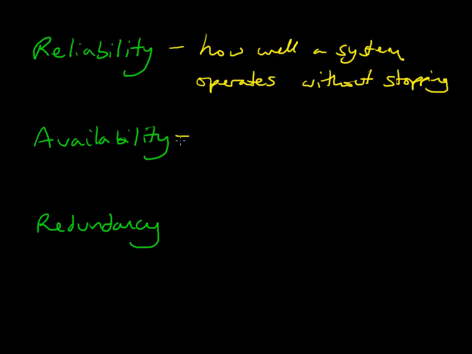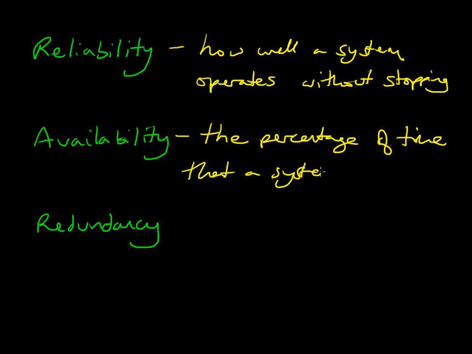Next word we need to look at is availability. And so the availability of a system is the percentage of time that a system is up for or is available for. So we can look at the example of a web host, and web hosts often will quote a percentage of 99%, or sometimes even 99.9% uptime, or even 99.999% uptime if you have a really reliable web host.